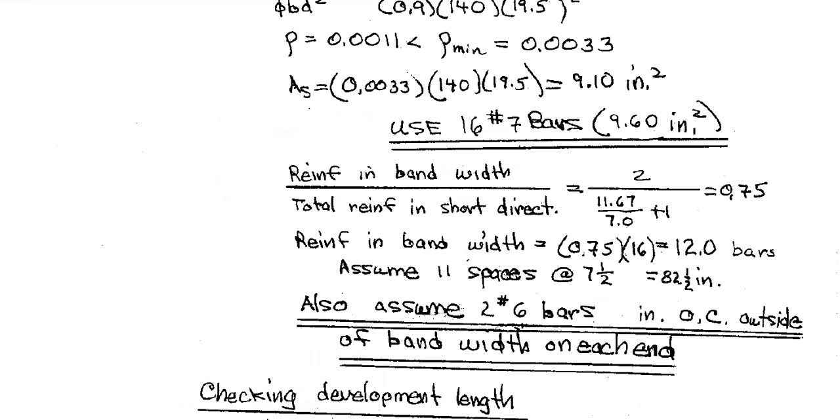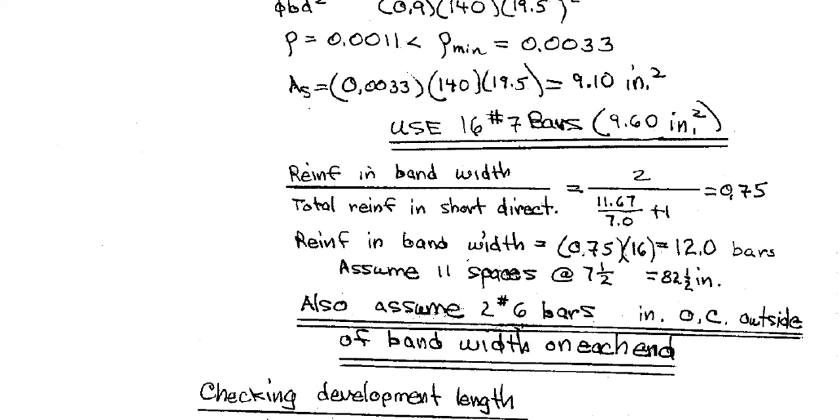So if I go to the solution, reinforcement in bandwidth divided by total reinforcement in short direction equals 2 divided by beta plus 1. This is beta. Beta means the ratio of the long side to the short side. Long side is 11.67, short side is 7.